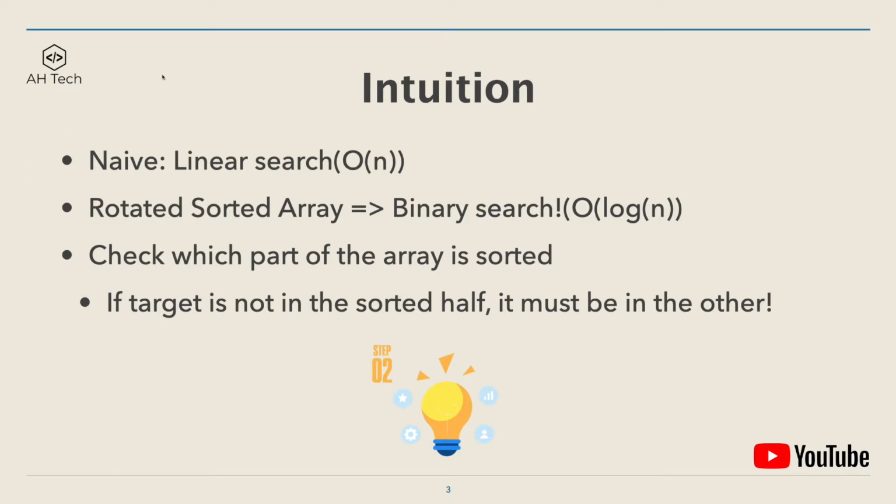And the key characteristic of the input of this question is it is rotated sorted. And to search in the sorted array, we should always think of using binary search, which is a divide and conquer algorithm with log time complexity. But binary search is for searching a fully sorted array. And how do we perform binary search on a rotated sorted array? And the trick is that first we have to check which part of the array is sorted. And if target value is not in the sorted half, then it must be in the other. And this will be more clear when we see the code in action.